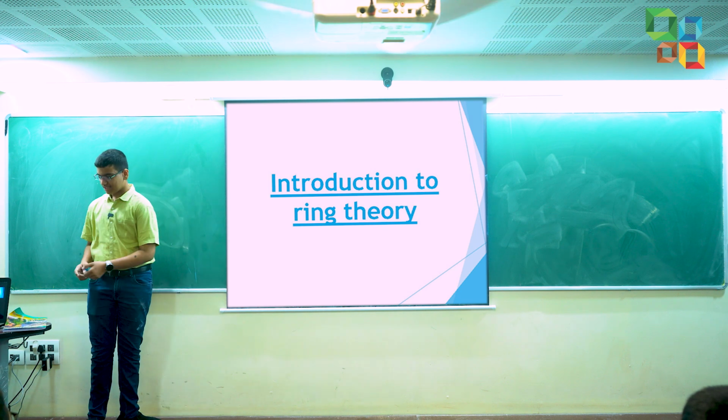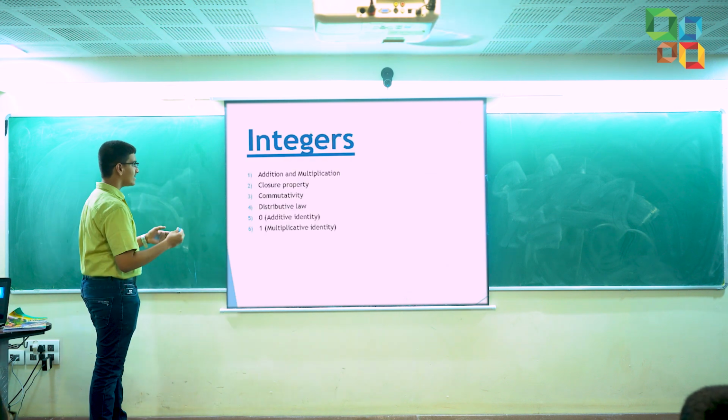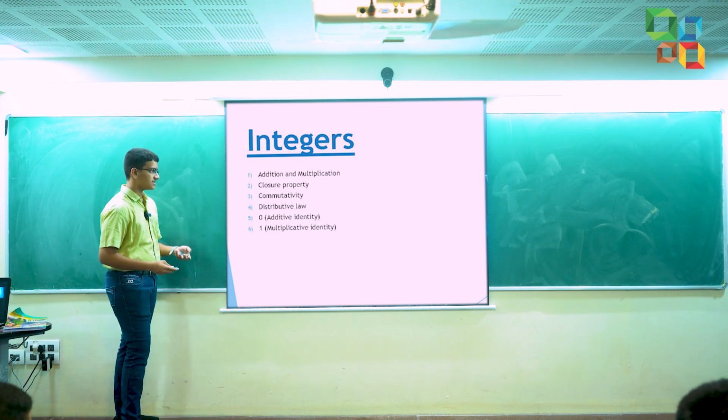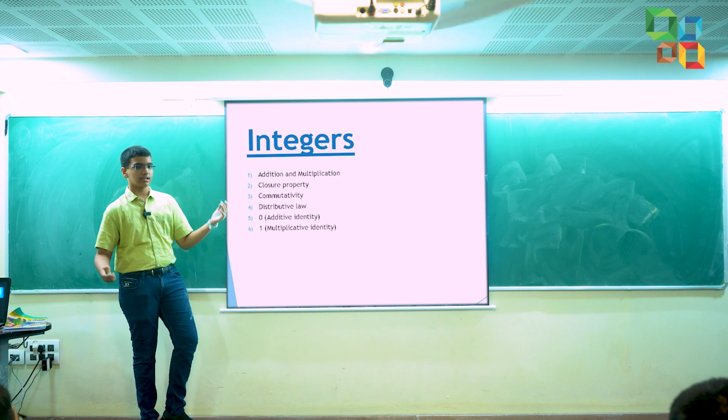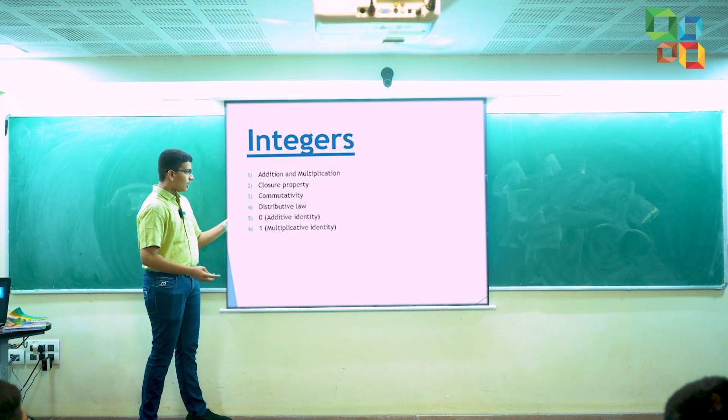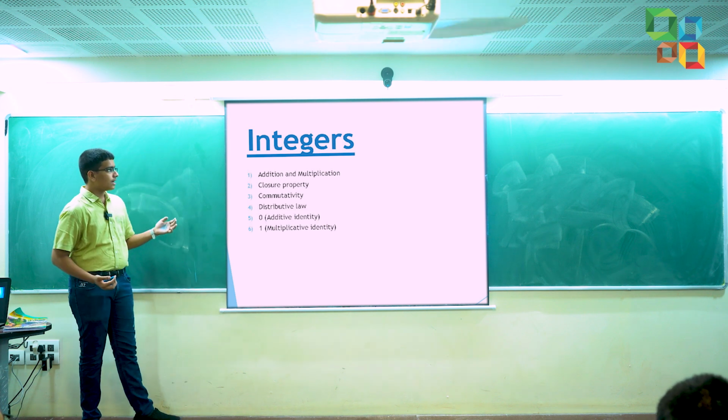So we saw what ring theory is. We started with integers. We saw different properties of integers. You can add, multiply, they're closed under addition and multiplication, they're commutative, and there's the distributive law. All of that we saw.